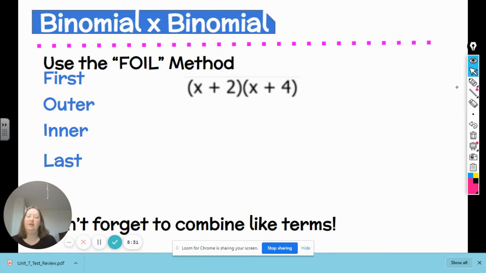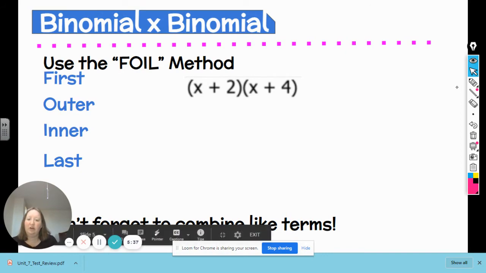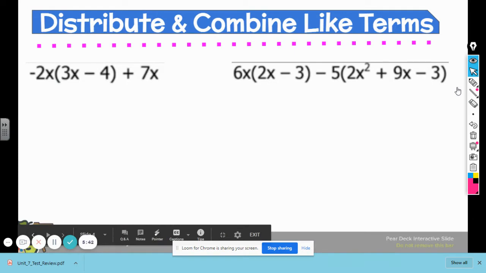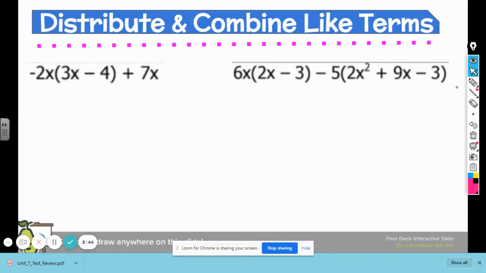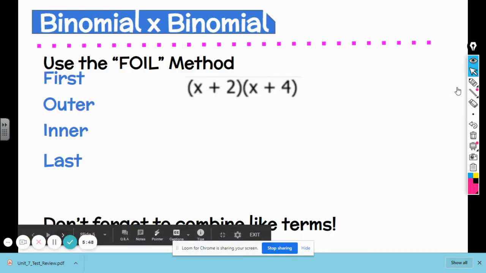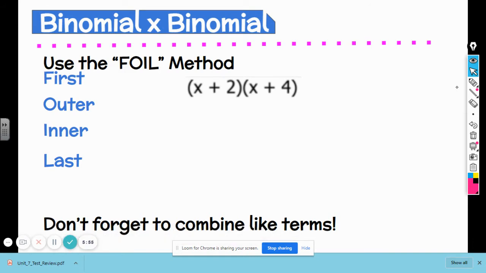Now we've got more than just one term on the outside. I wish I could go back quickly to that other slide. Here we go. On this last example, there's only one thing on the outside of these parentheses. But here, all of a sudden, we have a binomial times a binomial. So this is one of the methods that you can use. It's called FOIL, and that stands for first, outer, inner, last.